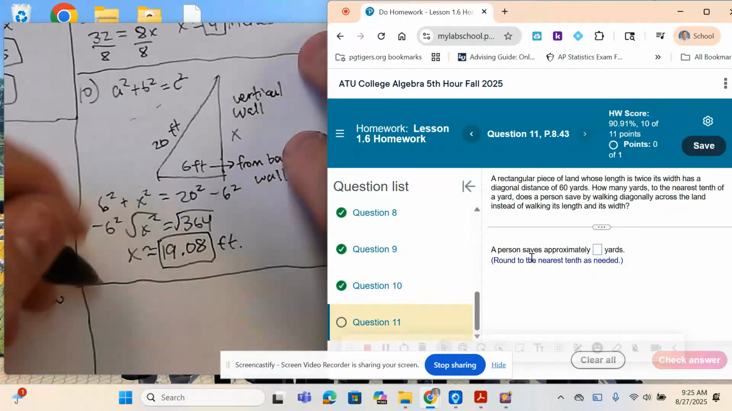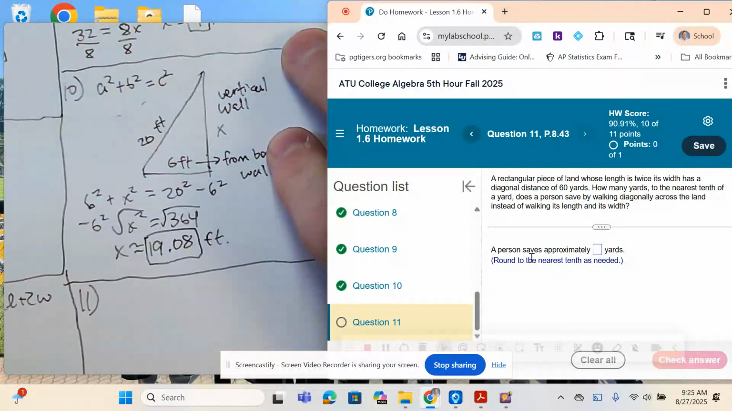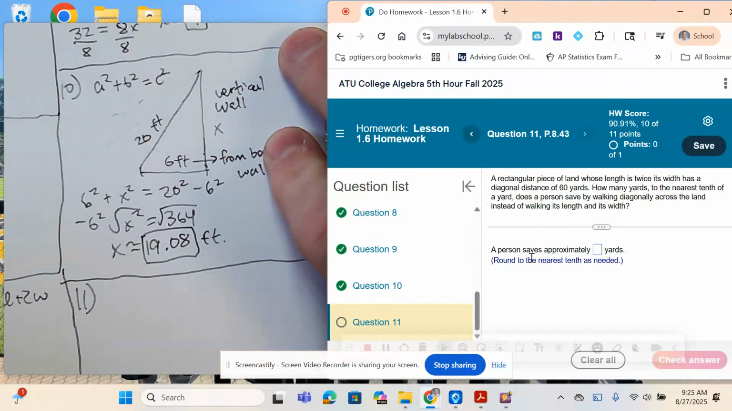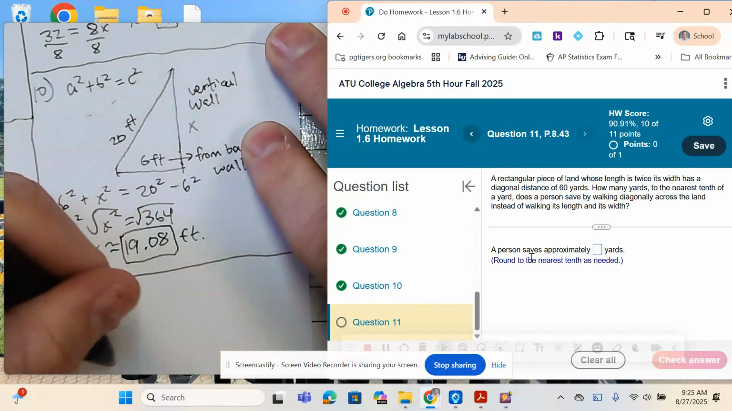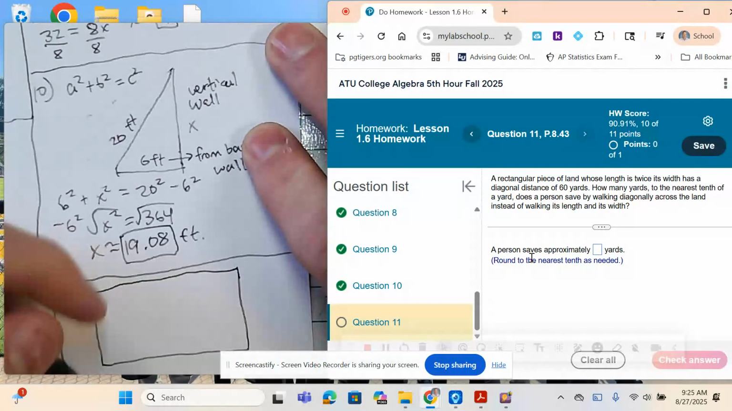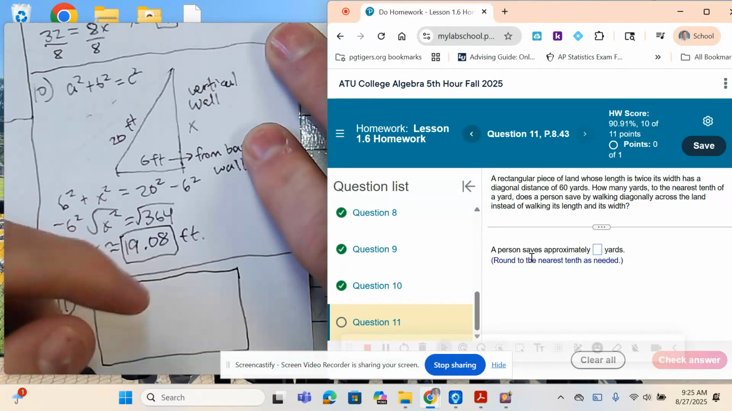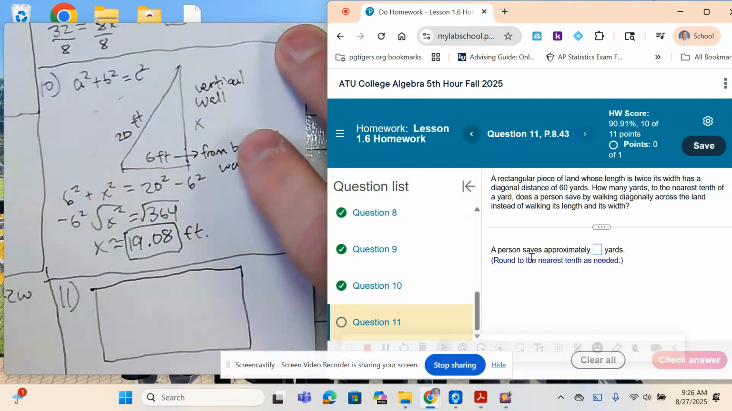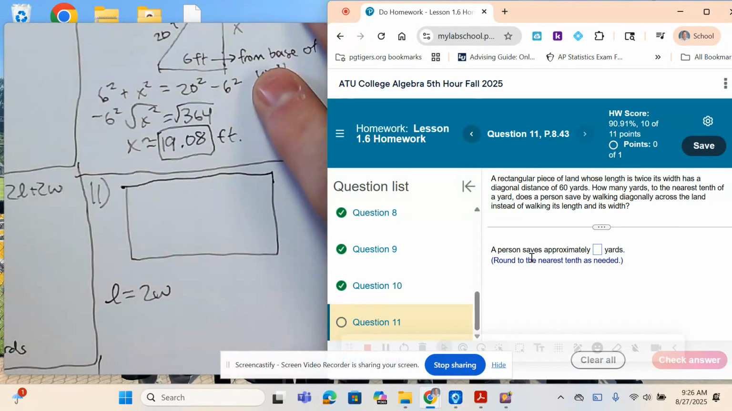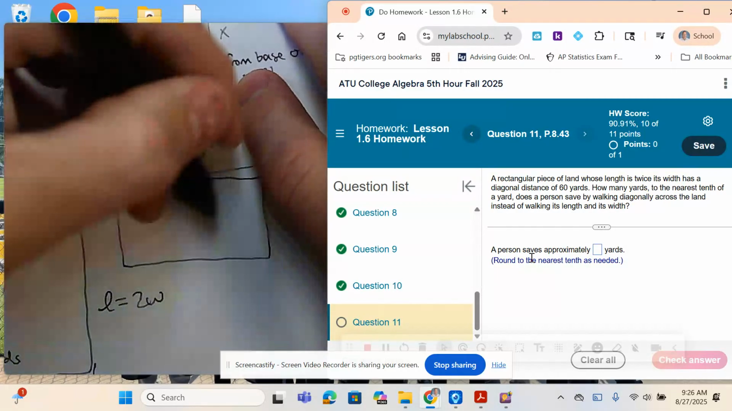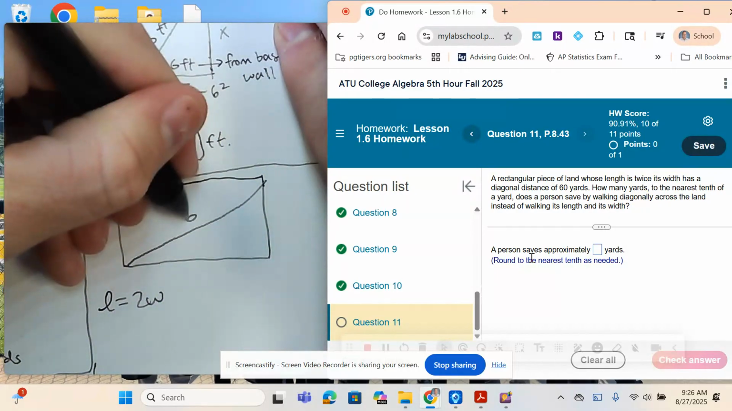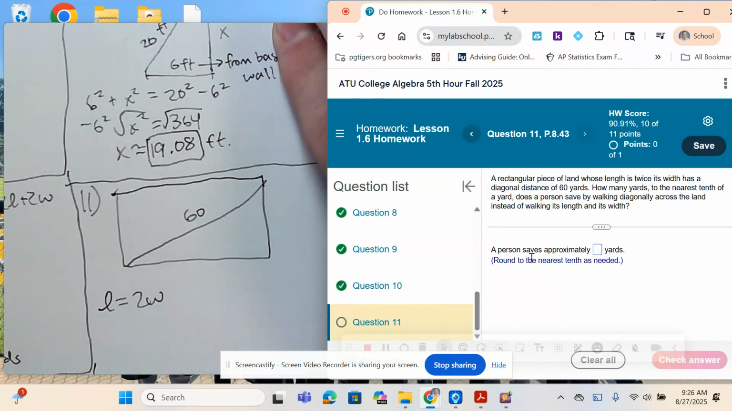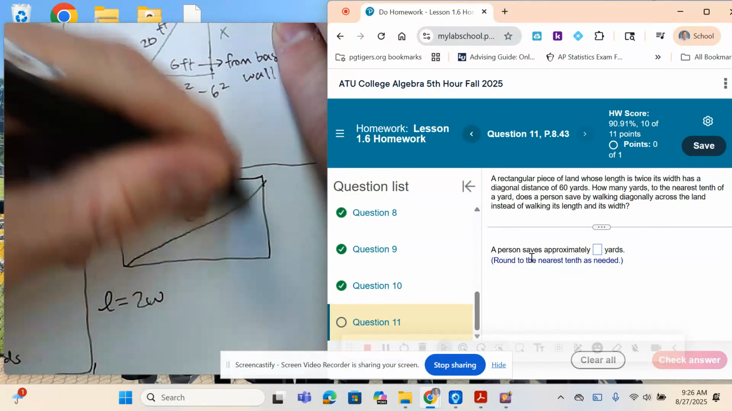All right, 11, and now I'll circle back if I need to. A rectangular piece of land whose length is twice its width. But you've got to be careful about that. That means the length is twice the width. It has a diagonal distance of 60 yards. So the diagonal is 60. How many yards, to the nearest tenth of a yard, does a person save by walking diagonally instead of walking its length and width?